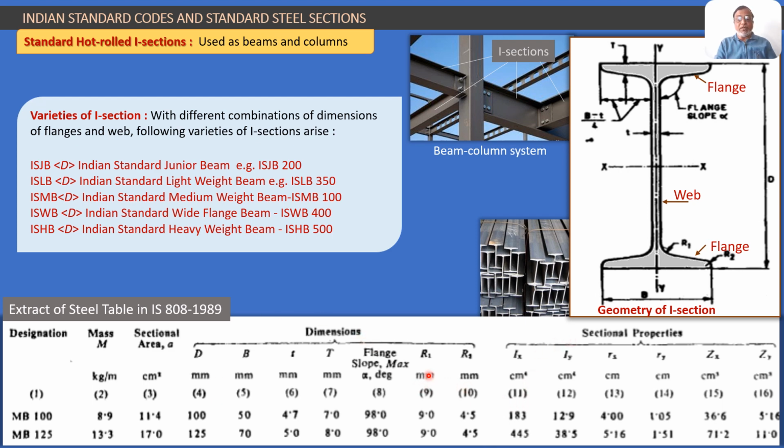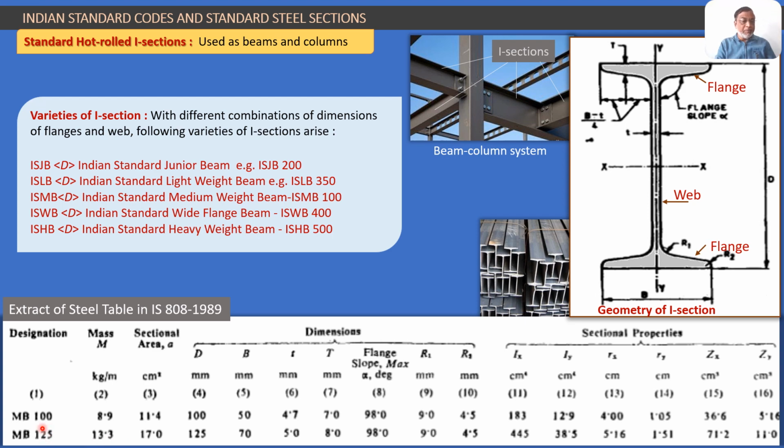Secondly, after these dimensions, you can get the values of sectional properties also. So based on these dimensions, we get Ix, Iy, the moment of inertia about x-axis and moment of inertia about y-axis for this ISMB 100. Then Rx and Ry, these are the radii of gyration, and Zx and Zy, these are the sectional moduli about x-axis and y-axis respectively. So in one row, you get dimensions as well as sectional properties of ISMB 100.